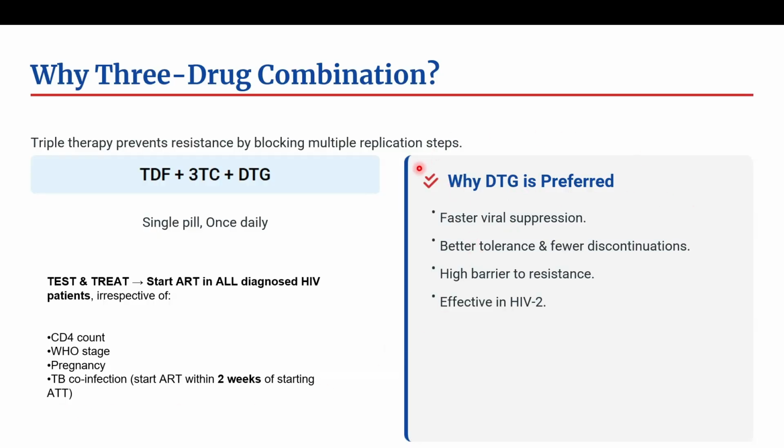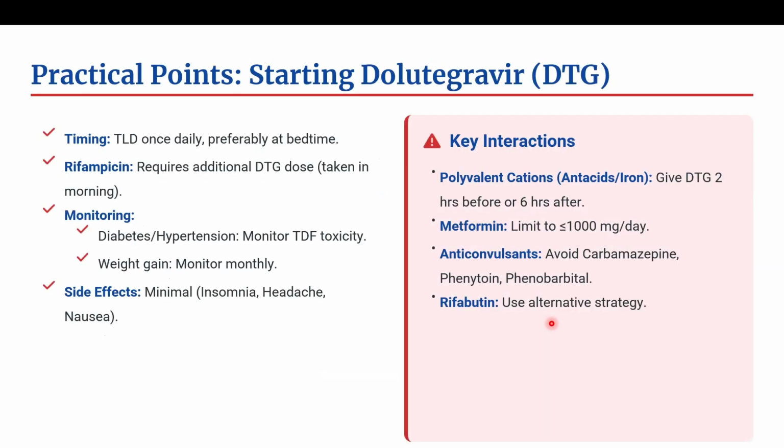Why is dolutegravir preferred? Dolutegravir is recently approved and it is the most preferable drug nowadays because of faster viral load suppression, better tolerance, fewer discontinuations, high barrier to resistance, and effectiveness in HIV. So a practical point when starting dolutegravir is that it has a lot of interactions with antacids and iron. Give dolutegravir 2 hours before or 6 hours after giving an antacid or iron tablet.